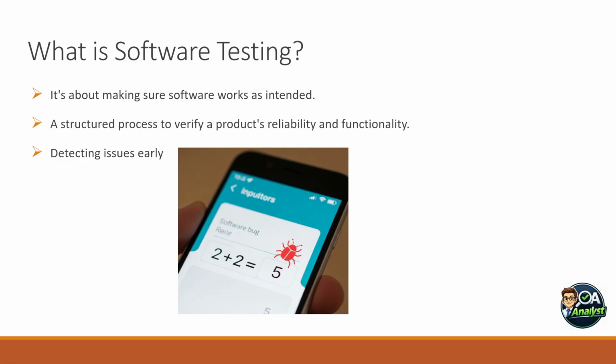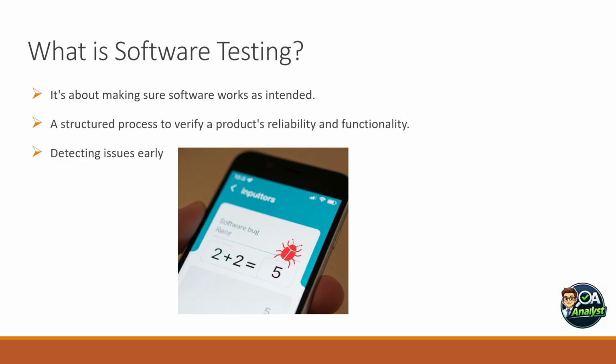Okay, so let's talk about what software testing is. Now let's break it down. What is software testing? At the simplest level, it is checking if the software works the way it's supposed to work. But it's not just clicking randomly, it's a structured way of verifying that a product is reliable, functional, and ready for the real world.